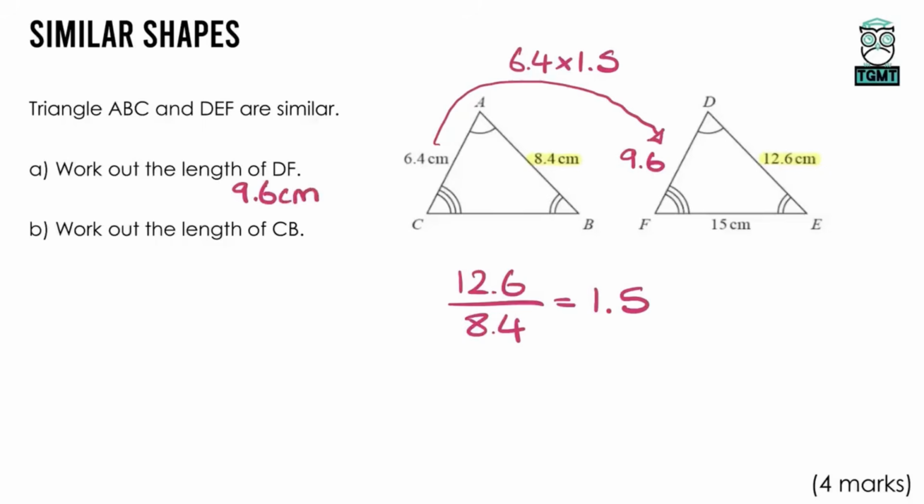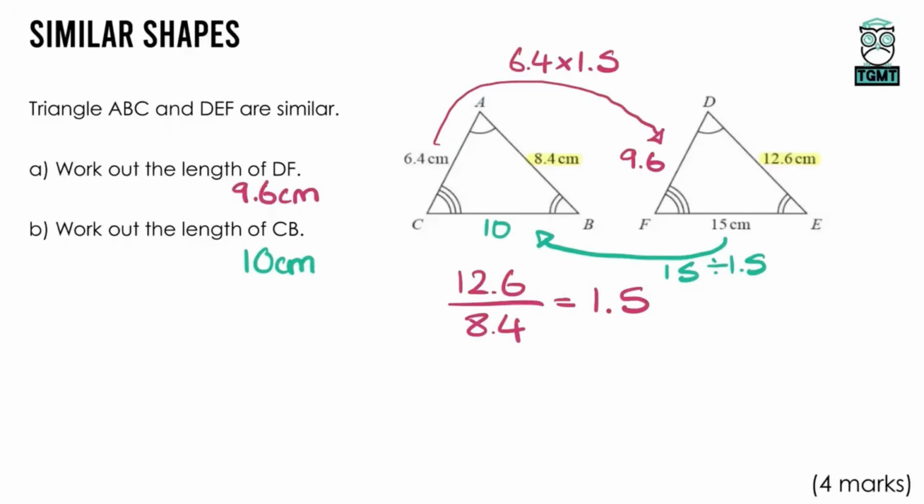For the other part of the question, it says work out the length of CB. Now that is going from the 15 back to the smaller triangle, so we would divide by 1.5. We're doing 15 divided by 1.5, which is 10. So our answer for that would be 10 centimetres.